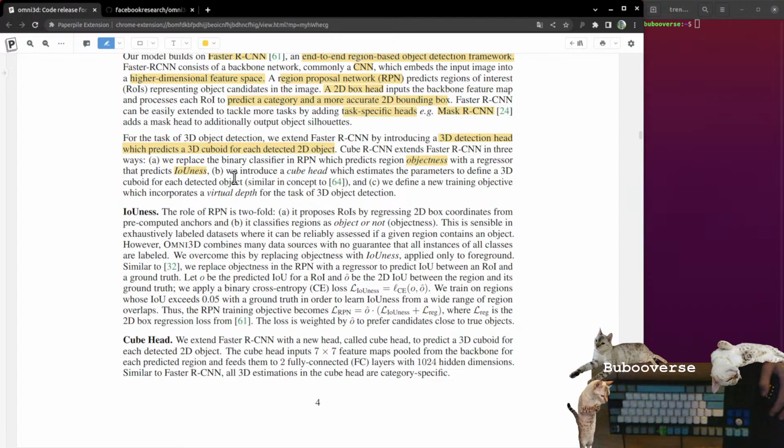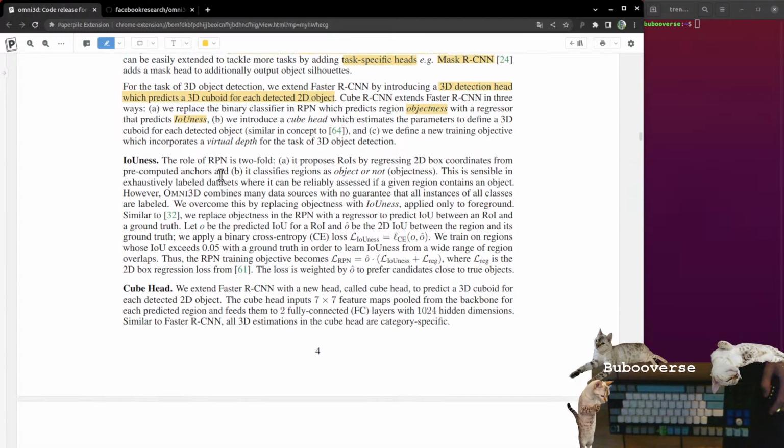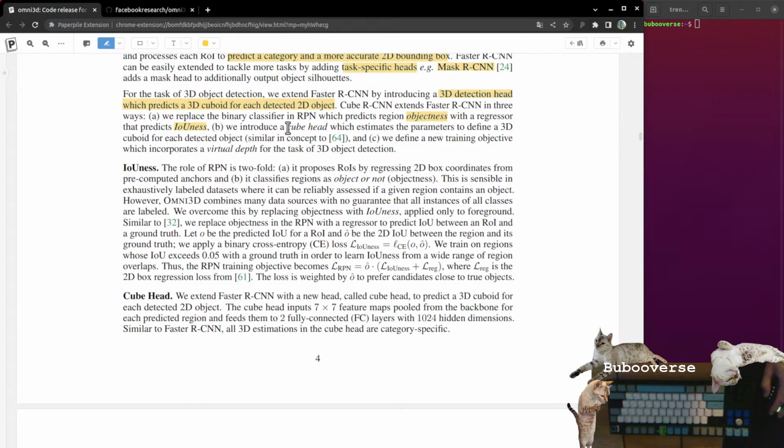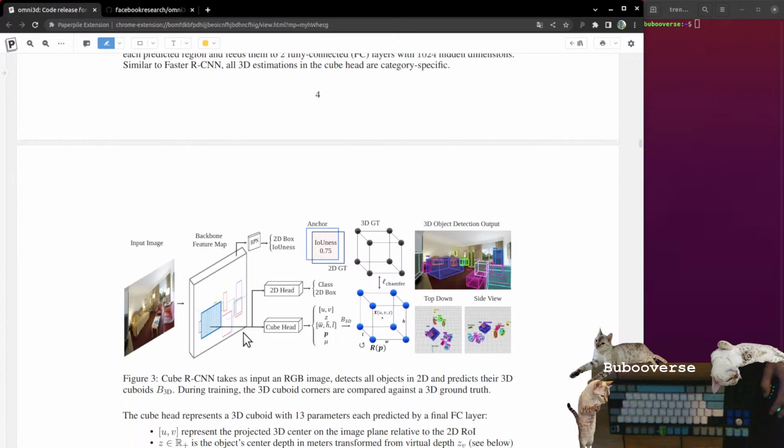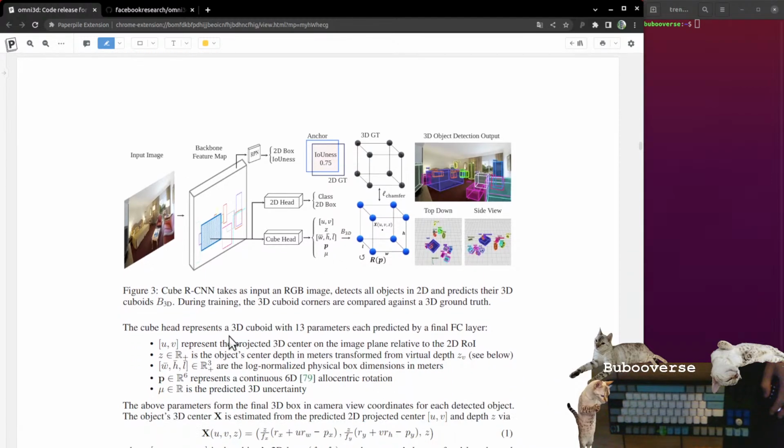Part B, the next modification they do is they introduce a cube head, which estimates the parameters to define a 3D cuboid. Okay, so cube head. Right, so the same way that you would normally have a mask head, they're just now replacing it with a cube head, which predicts these numbers here, right? U, V, Z, we're going to figure out what these are, but, here we go.